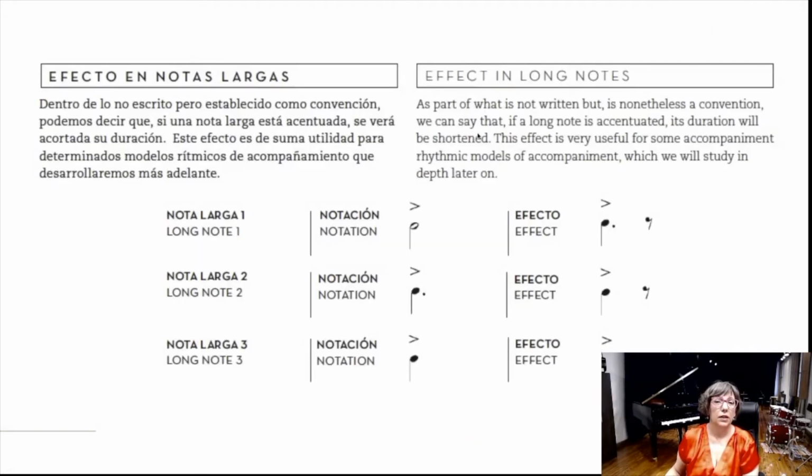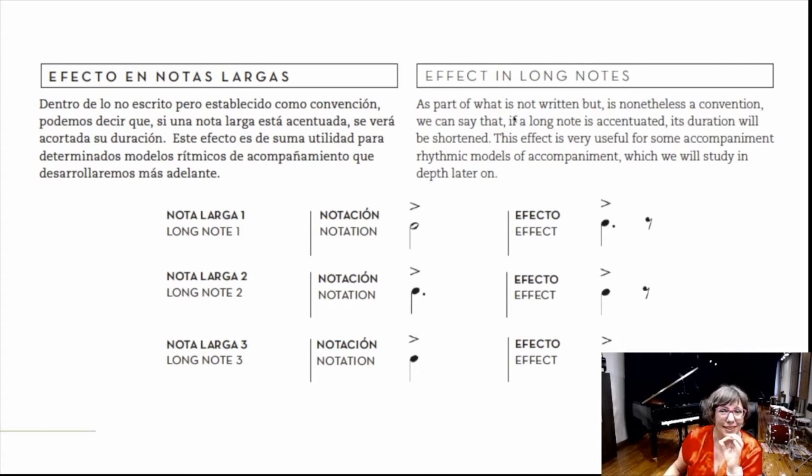Yes, so you could hear there the difference we need to apply on accent notes. But now let's talk about this. What happens with this effect when we have long notes? What we call long notes is anything longer than an eighth. So we have a quarter note, a dotted quarter note and a half note.